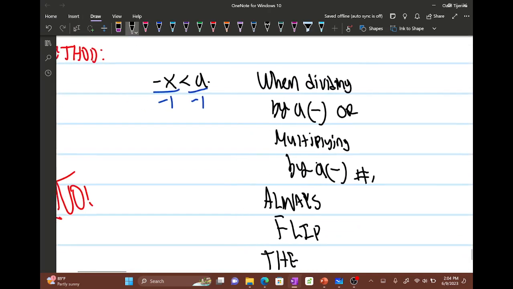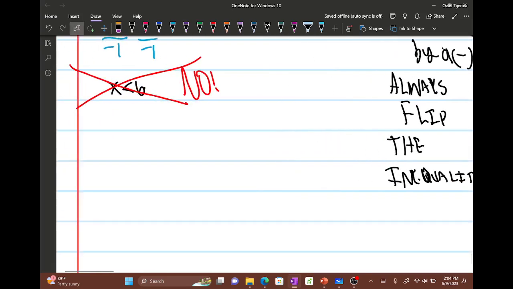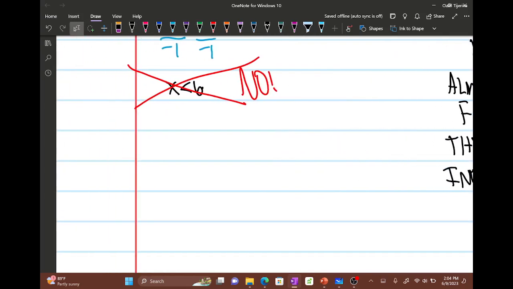Okay, this is so important, guys. When you divide by a negative number or multiply by a negative number on one of these, you have to flip the inequality, otherwise it's going to be wrong. I cannot stress that enough, and this is what drives algebra teachers and even calculus teachers crazy, or calculus professors if you're in college.